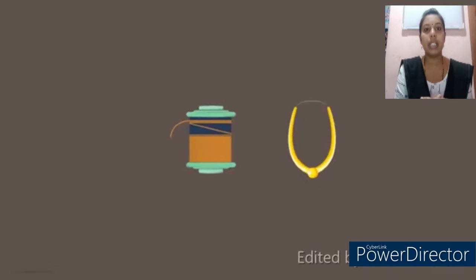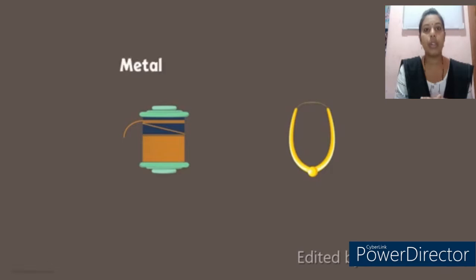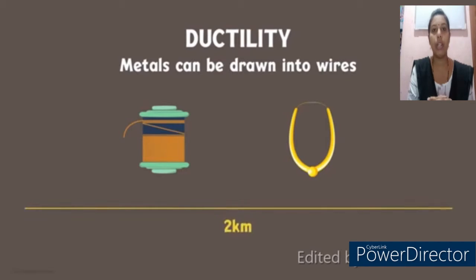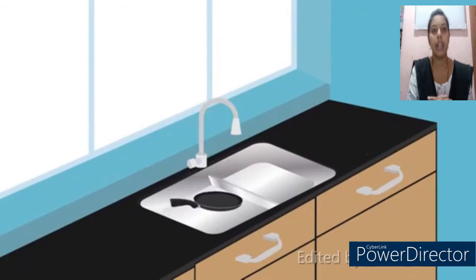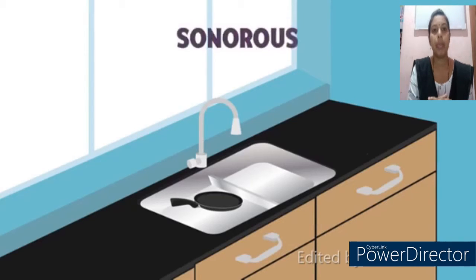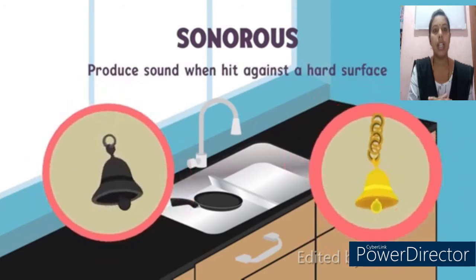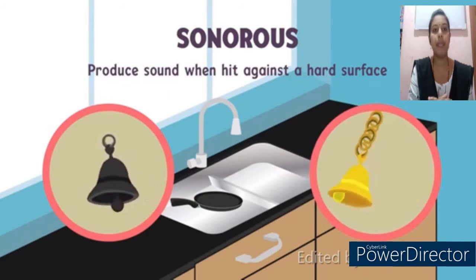Another property of metals is that they can also be drawn into wires, and this property is called ductility. A single gram of gold can be drawn into a 2 kilometer long wire. Drop a metal pan and we can hear a metallic sound. This is another property of metals. We call metals sonorous because they produce sound when hit against a hard surface. School bells, church bells, and temple bells are made of metals.